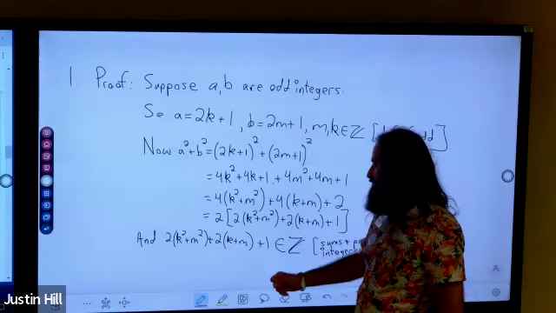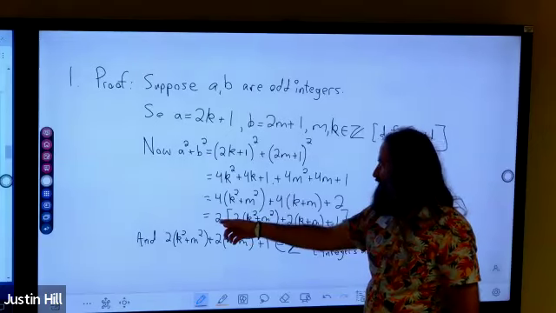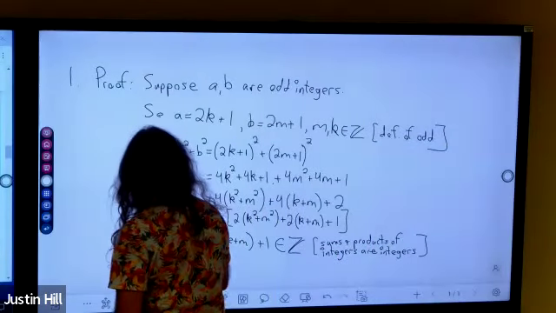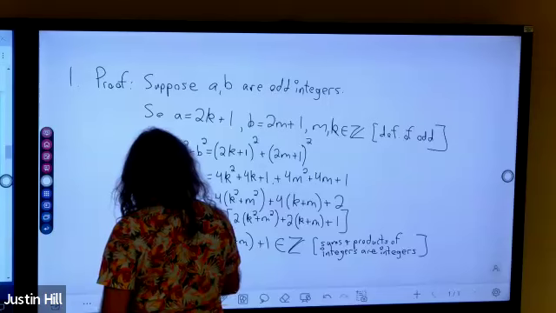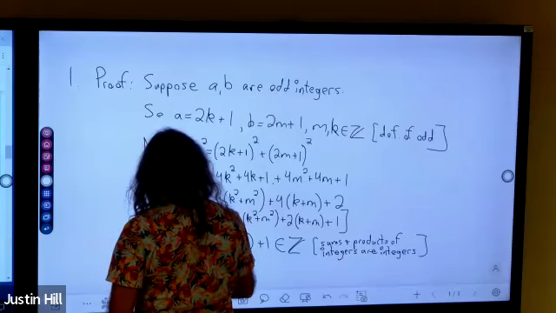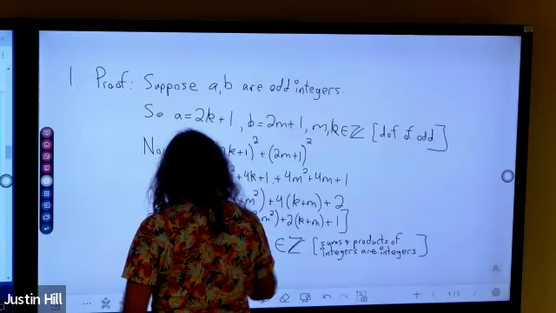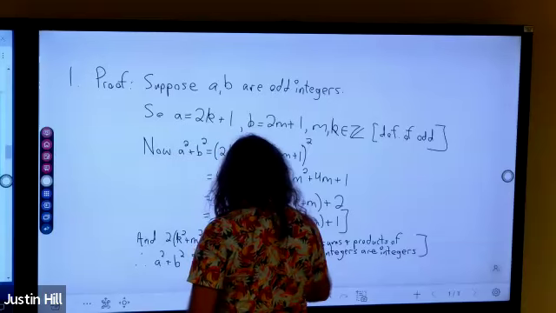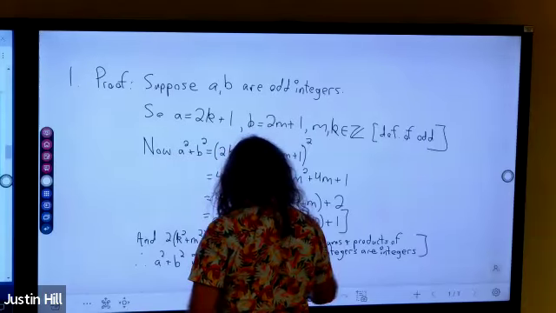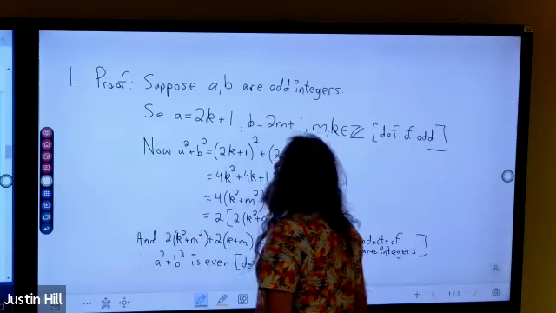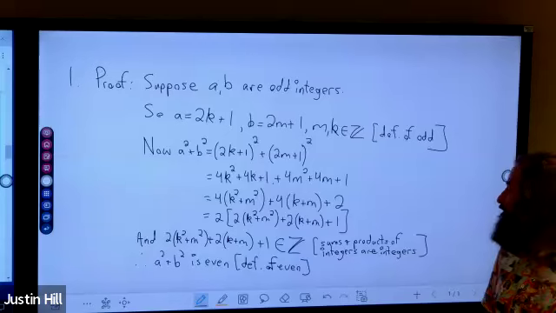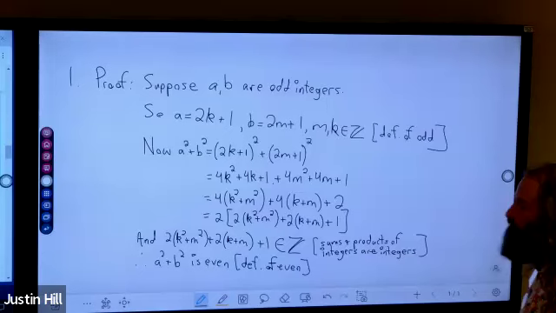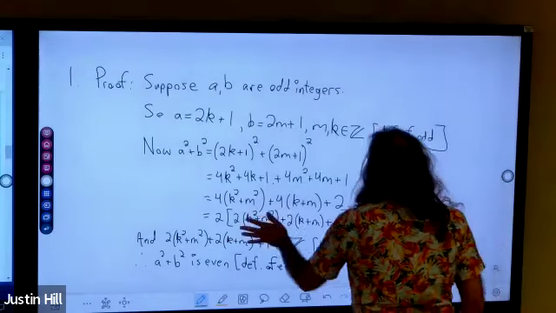Once I've said this, what I have is a squared plus b squared is 2 times an integer, so I can say therefore a squared plus b squared is even by the definition of even. And that is our proof. Again, this is the direct proof.